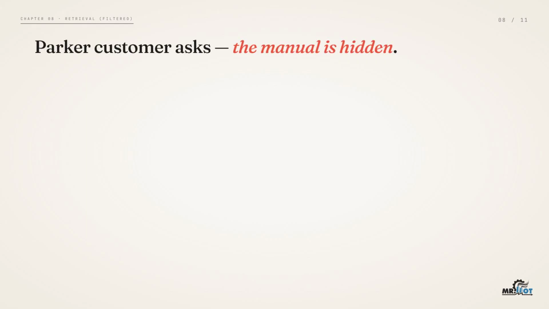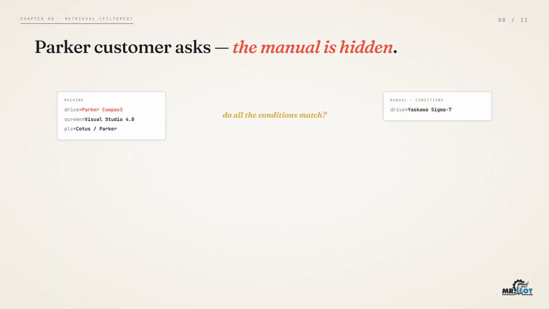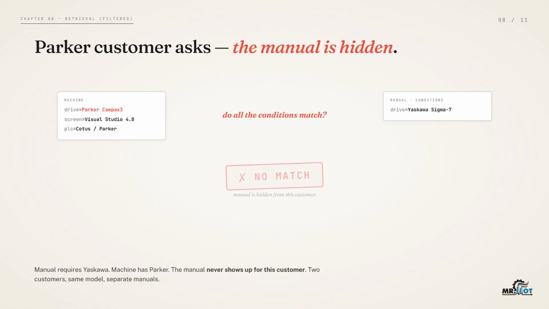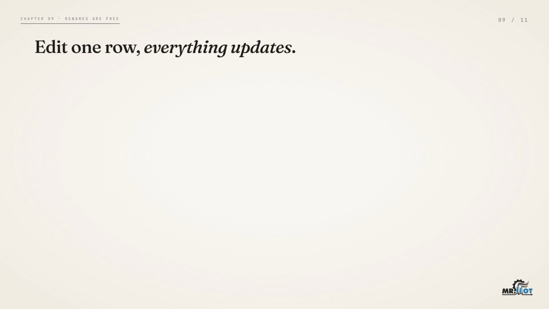Now the same manual, but a Parker customer asks a question. Their machine has a Parker drive. The manual requires Yaskawa. No match. The manual is hidden from this customer. The AI never sees it. Two customers, same model, completely separate manuals.